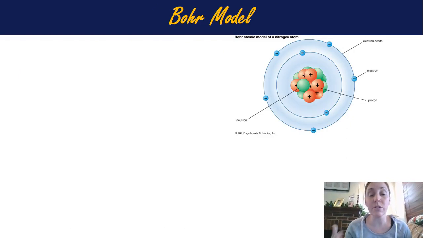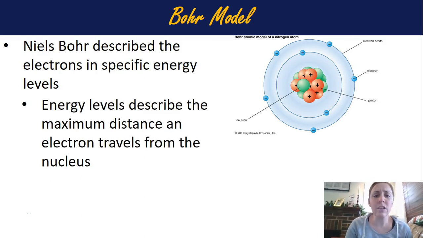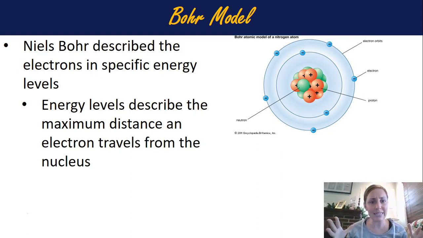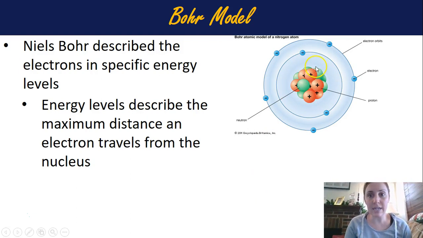So it had to be further explained, and Bohr was the scientist to do that. Niels Bohr described electrons in specific energy levels. Energy levels describe the maximum distance that an electron travels from the nucleus. Remember, this is the model. It's not to scale. This nucleus is super small.